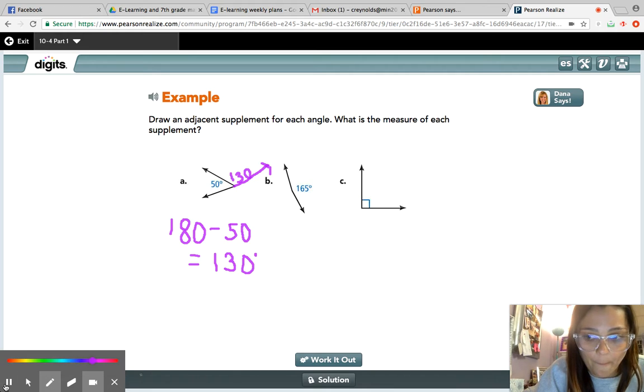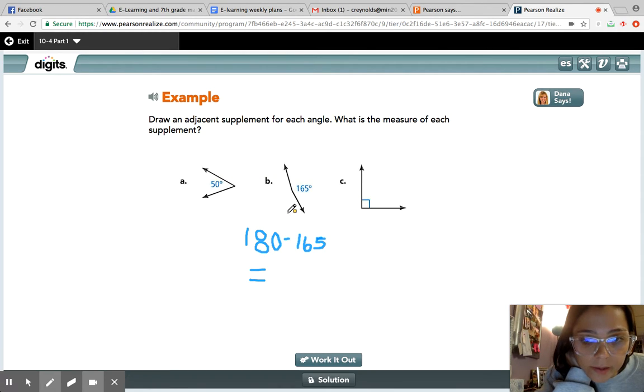Try doing letter B. So looking at letter B, they give us a 165-degree angle, and we need to find its supplement. So 180 minus 165 gives us 15 degrees. So its supplementary angle is 15 degrees. Now we're going to draw that, and we know 180 degrees is a straight line. So I'm going to draw a straight line going across. Sorry, I'm going to write really tiny, and right in here would be our 15-degree angle, because 15 plus 165 equals 180, putting them adjacent and on a straight line.